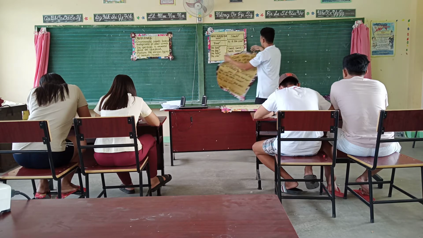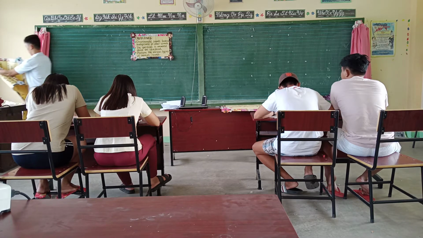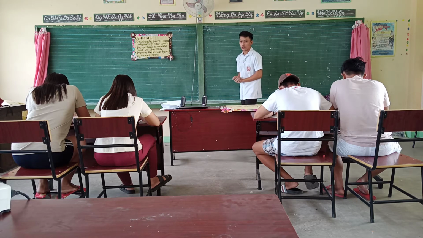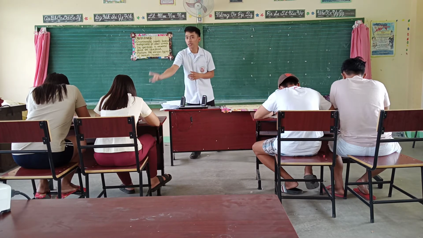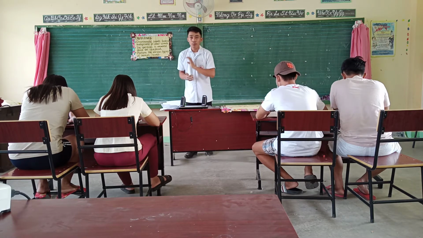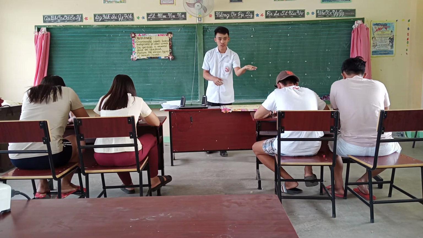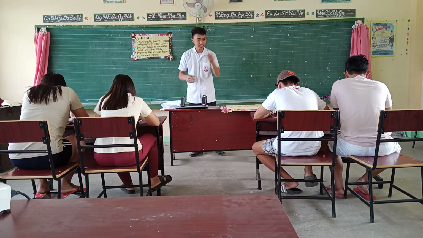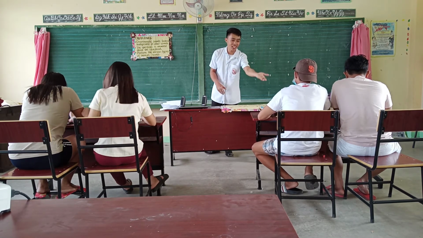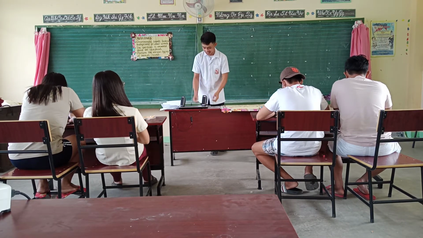Now, class, I will group you into 2 groups. This will be group 1, and this will be group 2. Did you understand, class? Yes. Now, decide your name first for group 1. What is your group name for group 1? Group 1 is Handsome. Group 2 is Beautiful. Did you understand, class? Yes, sir.